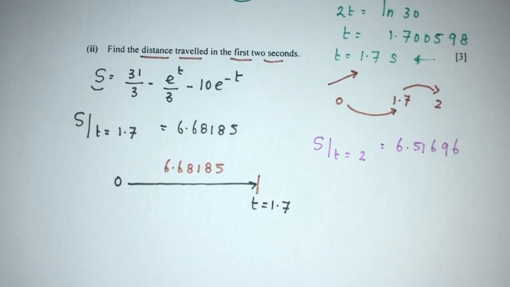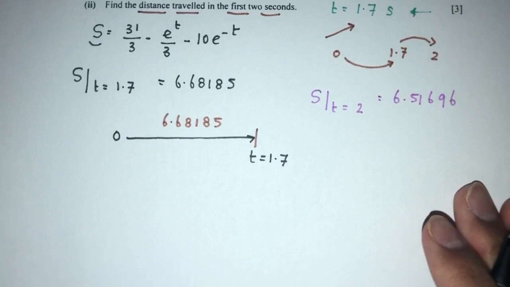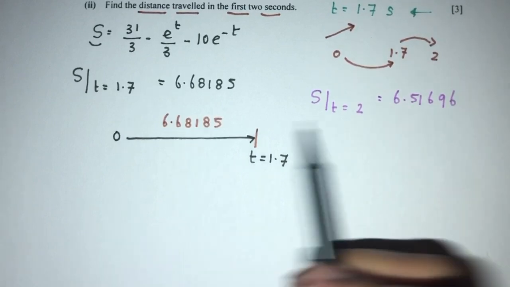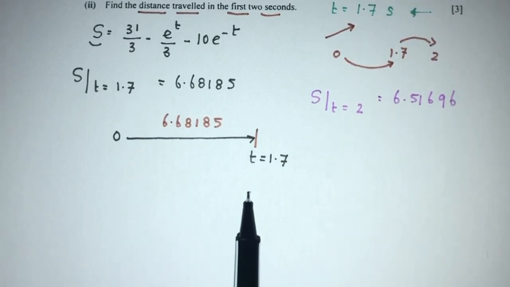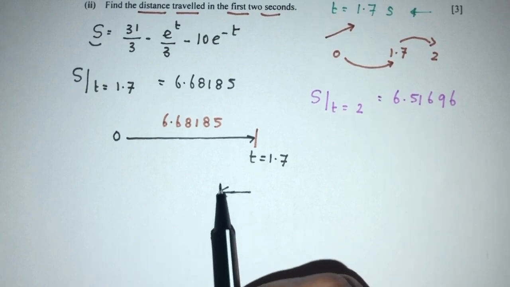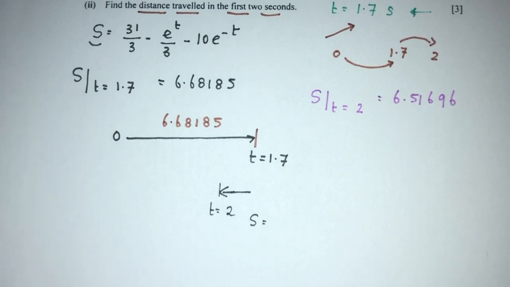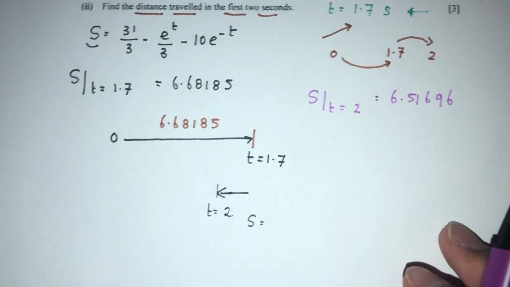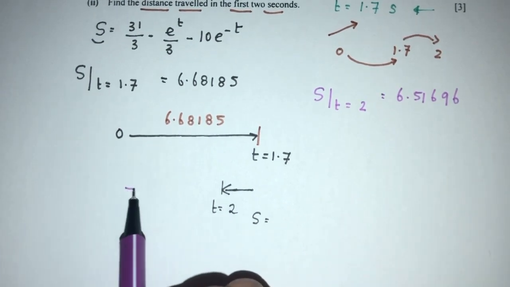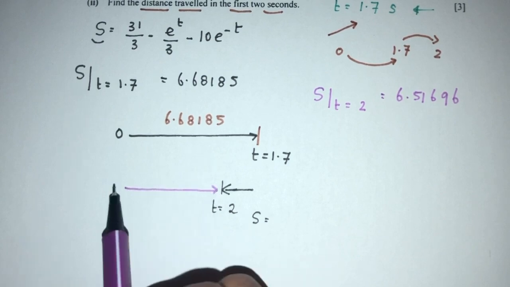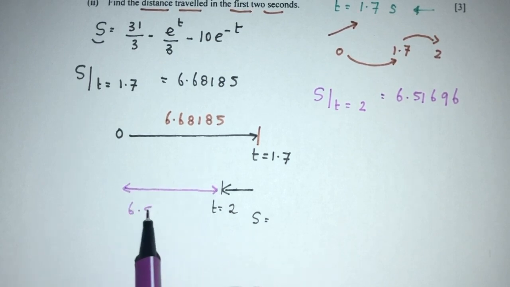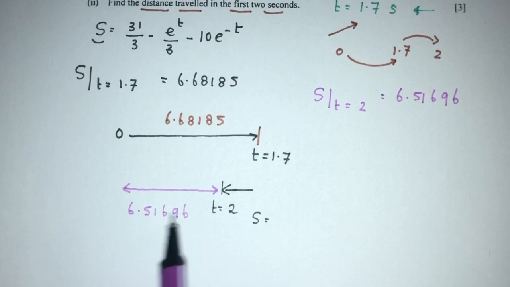6.51696. As you can see, when time is equal to 2, the value has decreased, right? It means that it has changed direction. So this is when time is equal to 2. S is now 6.51696. So what is S? S is displacement from the point O, which means the distance from O here is 6.51696. Okay, so now we have to find the distance traveled.